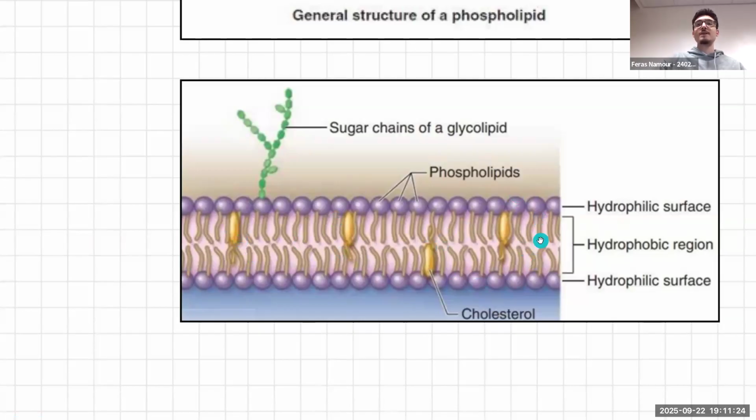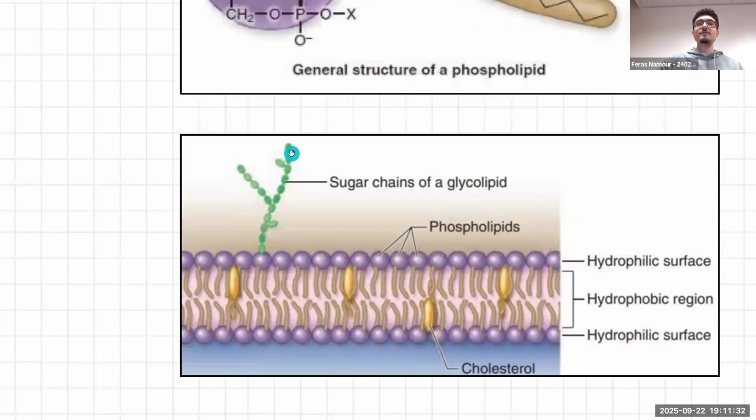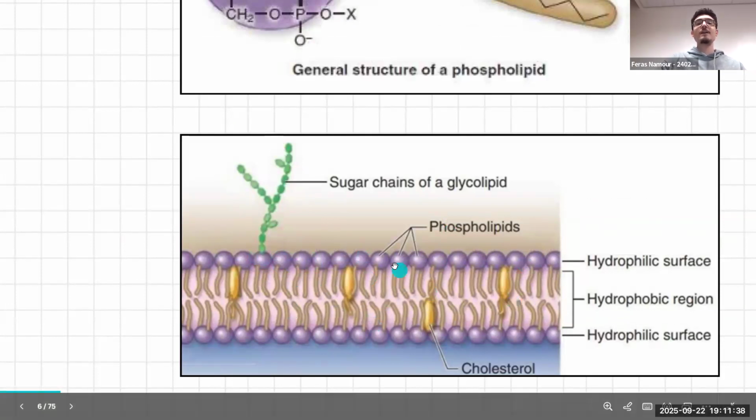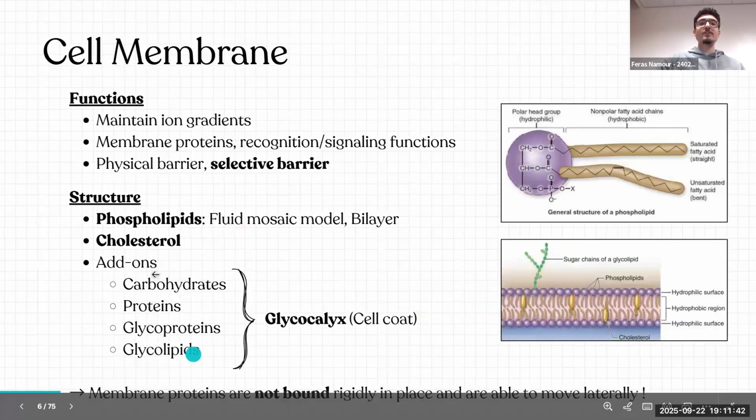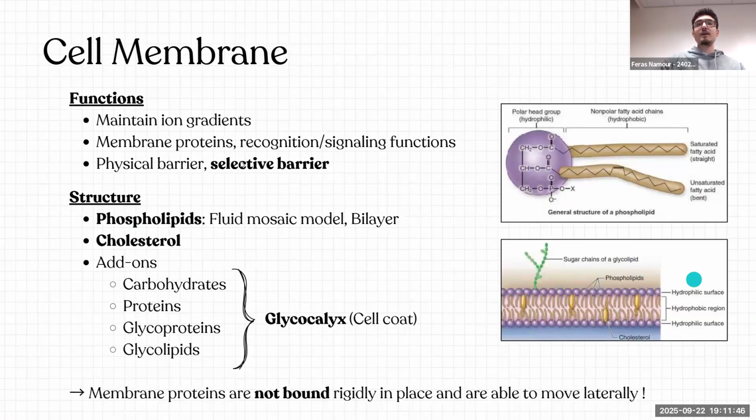Tamam? So this is the structure of my cell membrane. It's a phospholipid bilayer with cholesterol spread out through it. And also, I have add-ons. Here I have a sugar, a carbohydrate. And I can have proteins, and I can have lipids and other things. Tamam? So all of these add-ons, whenever they form this layer on top of my cell membrane, I'm going to call this the cell coat, the glycocalyx.